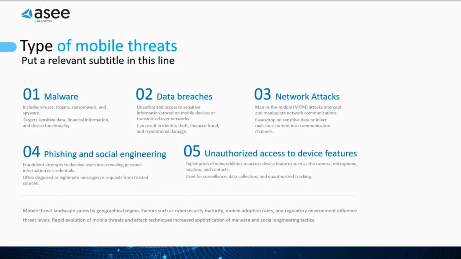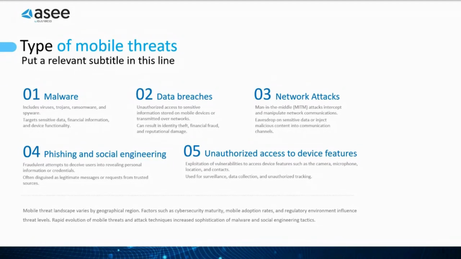Then we have network attacks. Network attacks, such as man-in-the-middle attacks, can intercept and manipulate network communication. Attackers can eavesdrop on sensitive data, or they can inject malicious content into the communication channel. These days, phishing and social engineering attacks are very, very famous, where attackers often masquerade as legitimate messages or requests from trusted sources, and they trick users into providing sensitive information. And the last one is unauthorized access to device features.